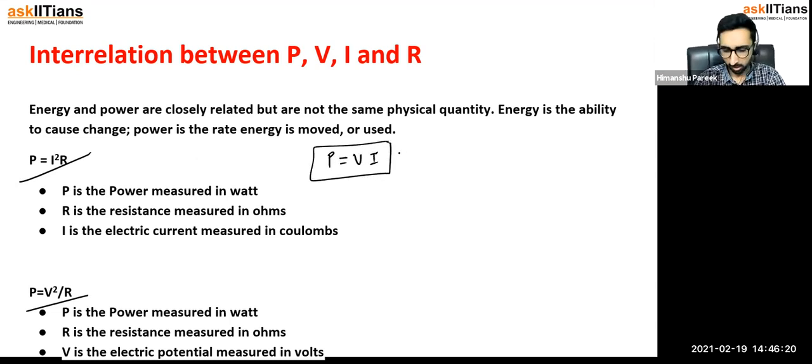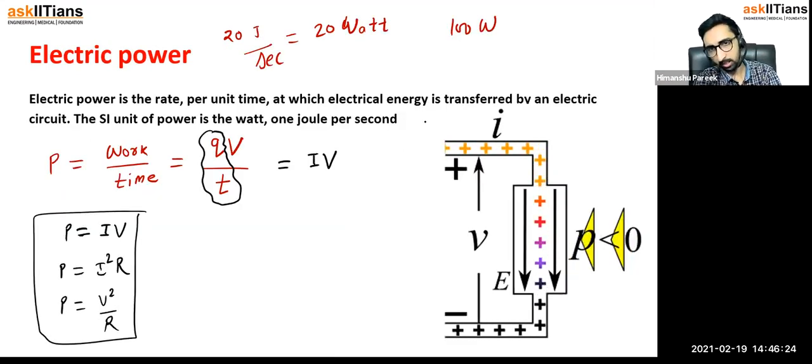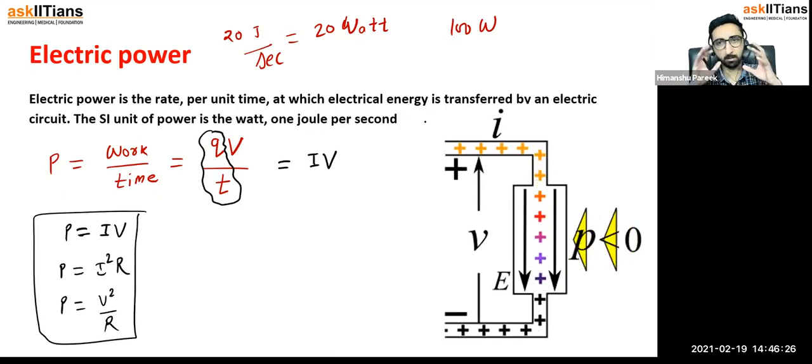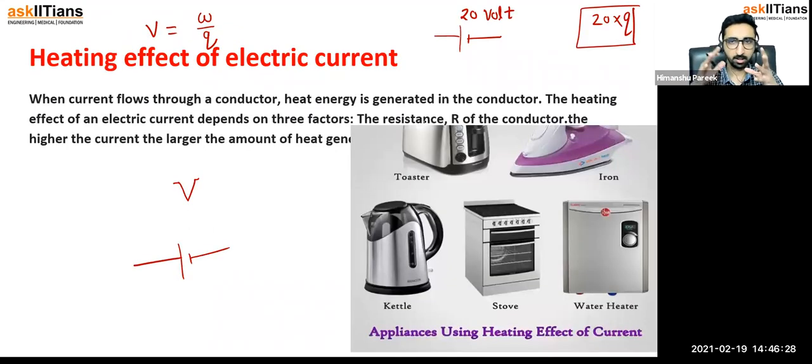Now we can discuss one law here. Basically, whatever energy we are supplying is being supplied to the resistor. That resistor can be anything. It can be a bulb, iron, toaster, stove, kettle, water heater. Whatever energy we supply goes to that resistor, whatever load or appliance you have connected there, and it generates heat there.